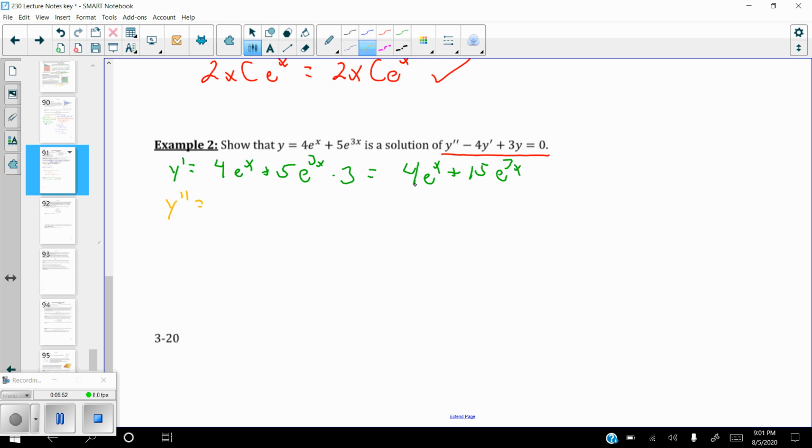So the derivative of y prime is 4e to the x. Okay, we're going to have another bit of a chain rule here, so that'll be 15e to the 3x times 3. So simplifying that, it's going to be 4e to the x, 15 times 3 is 45, e to the 3x. There's y double prime. So now we should just be able to plug these things in, and hopefully this will work out.